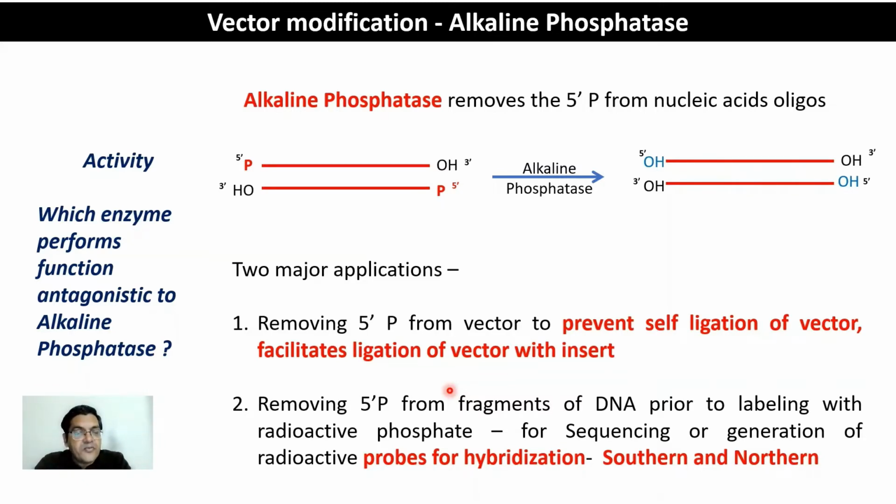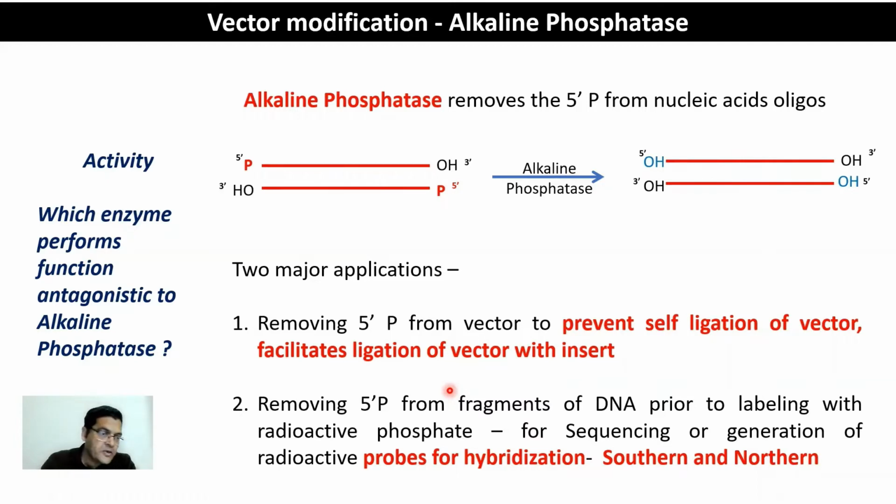In that case, what you have to do is remove the normal phosphate using alkaline phosphatase and then add radio labeled phosphate to the end. That is done by polynucleotide kinase. So this is the basic idea of southern and northern hybridization. Of course, you'll have a lecture on this as well in module 2, where we'll discuss in detail the basic principles of southern and northern hybridization, as also their applications.